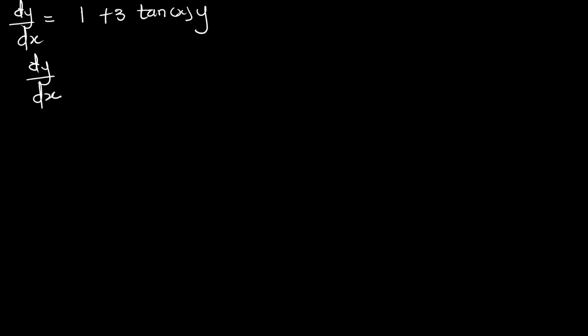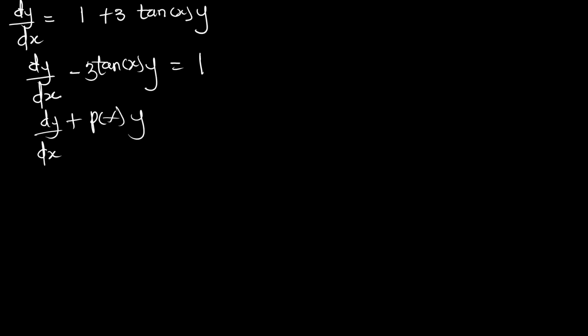So I can rewrite that as dy over dx minus 3 tan x multiplying y equals 1. There's a 3 here, 3 tan x multiplying y. Alright, so if I have this, I can compare this to dy over dx plus p of x y equals q of x. So my p of x is going to be minus 3 tan x. My q of x is going to be just 1.